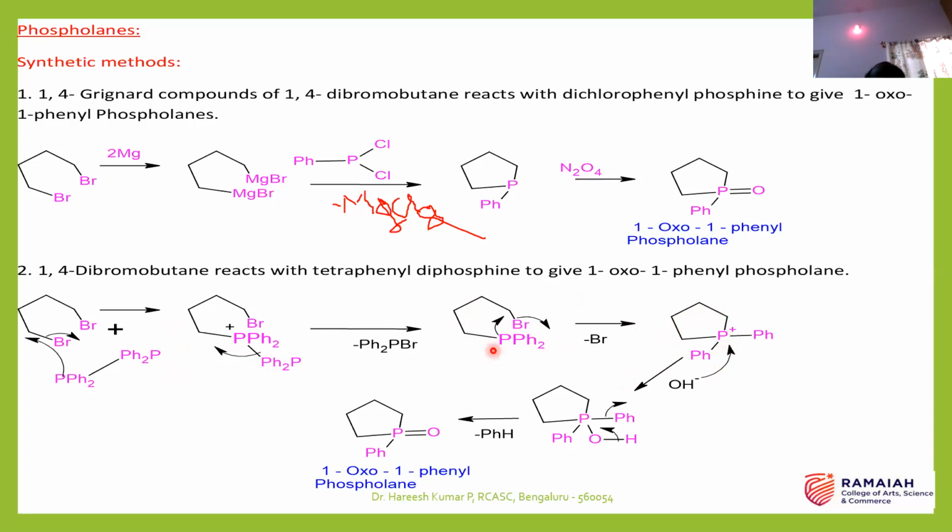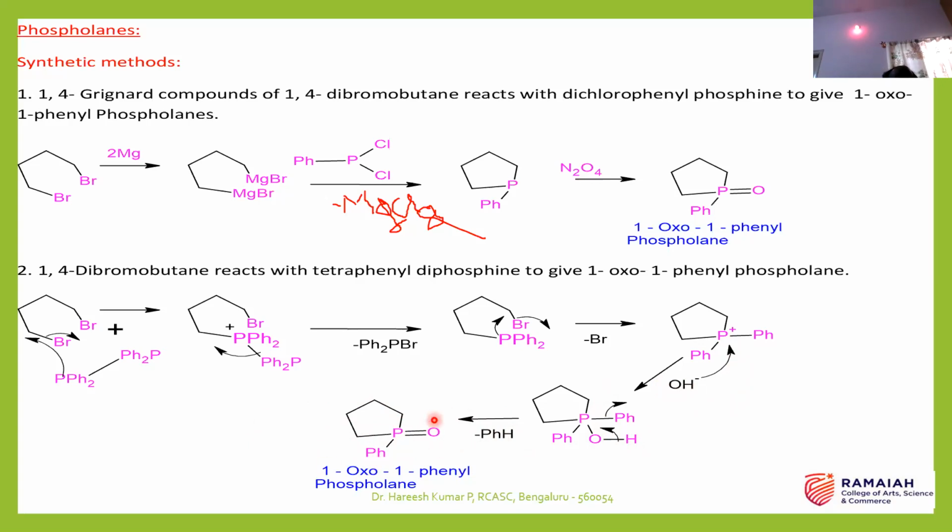Since the lone pair present on the phosphorus is used, that is the reason for the positive charge here. When you are quenching with water, OH minus or water can attack this phosphorus, forming a compound like this. At a later stage, the bond pair can attack here and phenyl will go out. Here the leaving group is phenol. The obtained compound is 1-oxo-1-phenyl phosphorane. 1-oxo-1-phenyl phosphorane is the product.